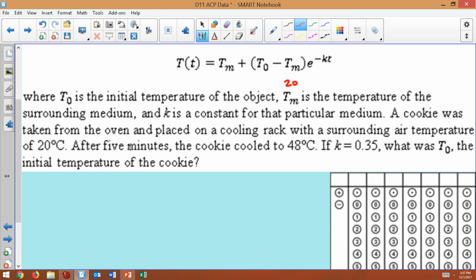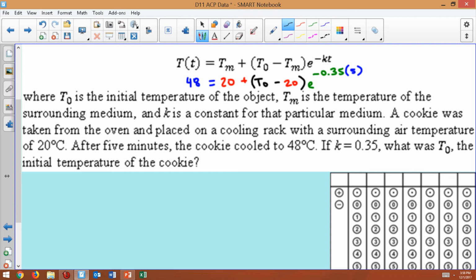We know that's 20. And it says after 5 minutes, so 5 minutes have taken place, and that would be our T. It cooled to 48 degrees. Now that's what it's cooled to, so the temperature after 5 minutes is 48, and that's going to go here. So 48 equals this. And we also have the medium twice, so that would go there. Now inside here, we don't know what T sub 0 is. That's what we're looking for. But we do know over here that negative K is 0.35, and we also know that T is 5 minutes.